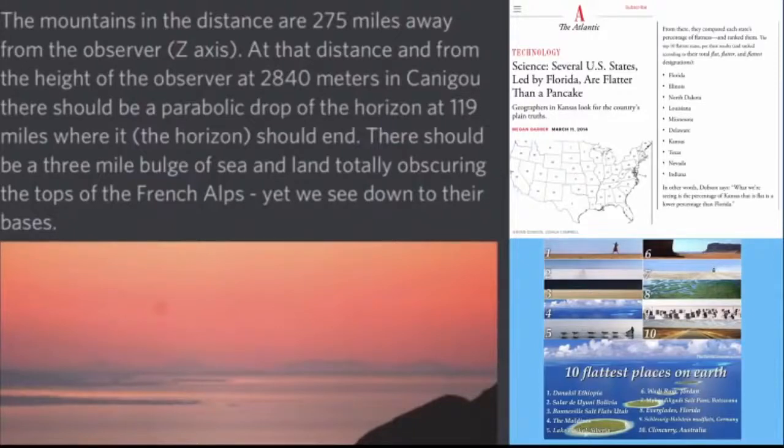Here you go. It's known also, 10 flattest places on the Earth. Several U.S. states led by Florida are flatter than a pancake. This is how you have a globe. You have tons of thousands of miles of flat surface. That's how you have a globe. All right, you can talk about this one. This is important. Oh, yes.